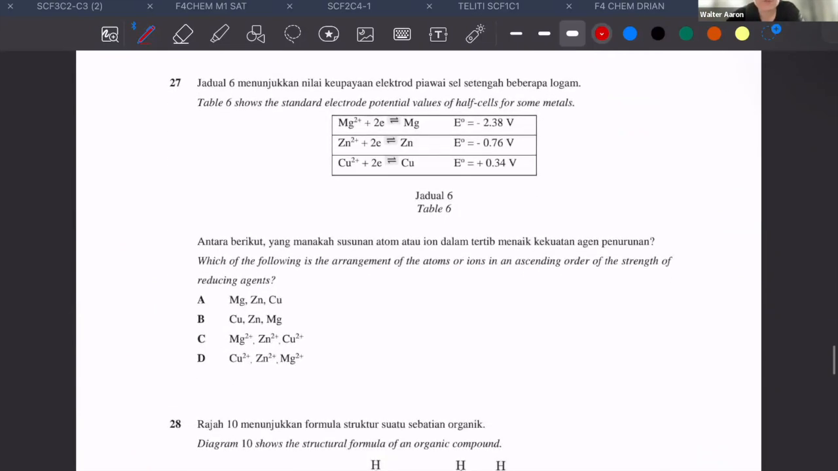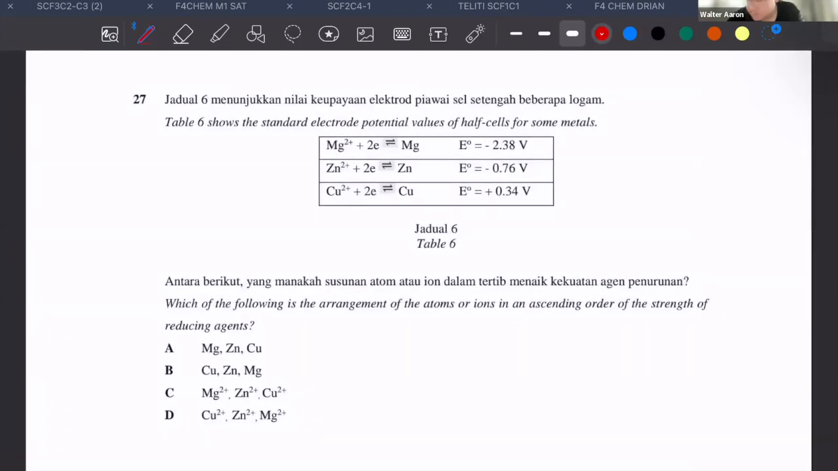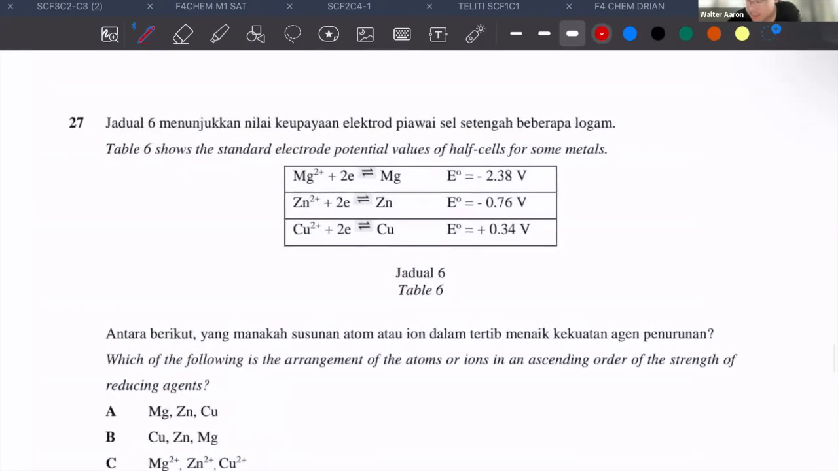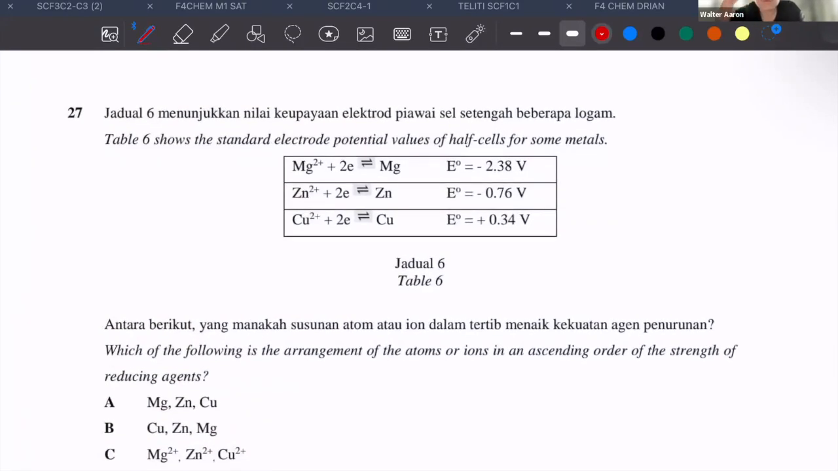27, table 6 shows standard electrode potentials values of half cell for some metals. Okay, so we have magnesium, zinc, and copper, which are different E0 values. Which of the following is the arrangement of atoms or ions in an ascending order of the strength of reducing agent? Reducing agents are substances that undergo oxidation process. Do you remember that? Some of the students get very confused of what this means. So reducing agent refers to a substance that undergoes oxidation process.